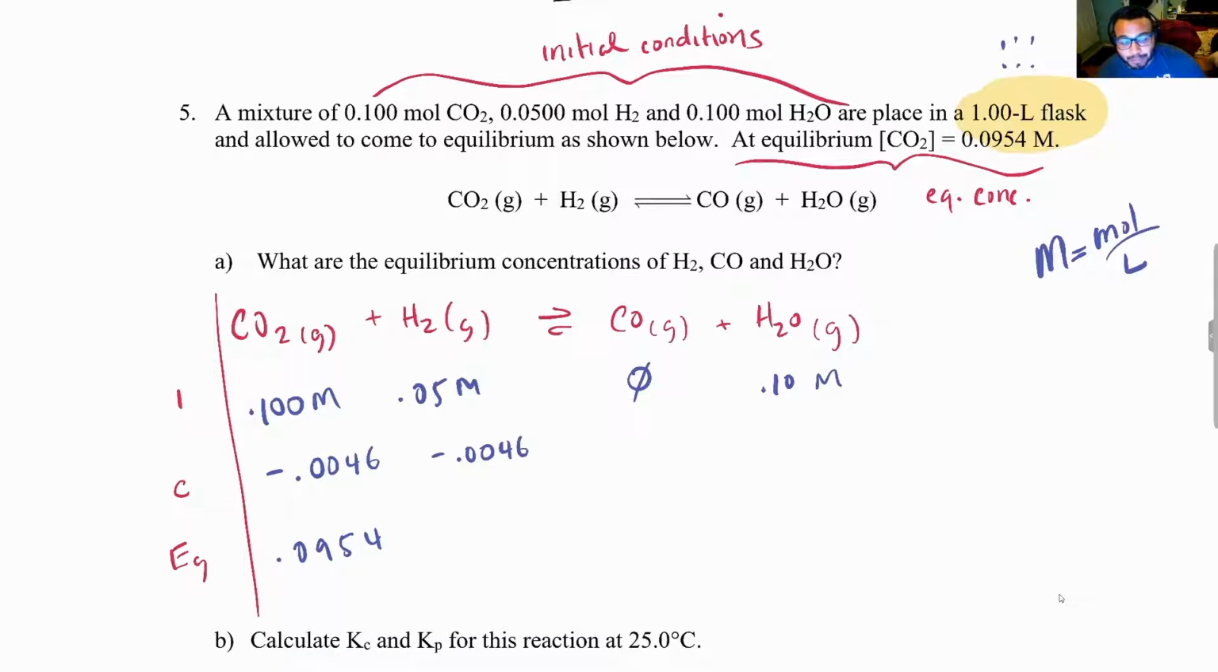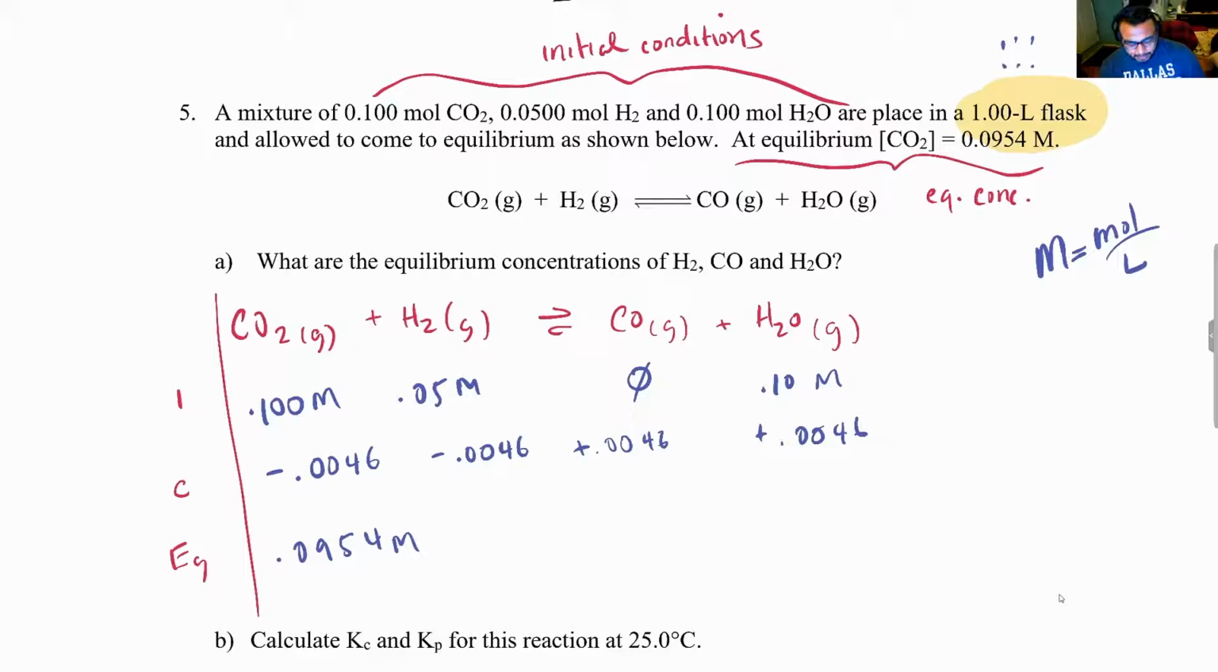That's because it's a 1-to-1 ratio, so the rate of loss of CO2 and H2 is equivalent. And that means it's also a 1-to-1 ratio for CO and H2O. So it's going to be plus 0.0046 and plus 0.0046 for H2O. Okay, so now we can solve for the equilibrium concentrations of all of these. Remember, this is going to be molarity for all of them.